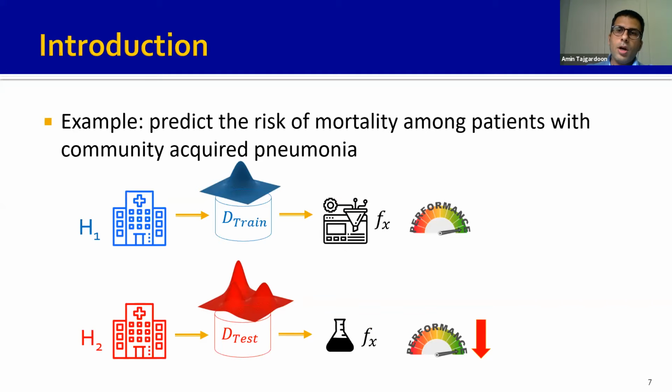For example, consider a model that is derived from a training data set from a particular hospital H1 to predict the probability of morbidity among patients with community-acquired pneumonia. If the model were to be used at a different hospital H2, its performance may decrease due to differences between data distributions. Factors such as differences in the demographics of the population and differences in clinical practice between the two hospitals are among the reasons for changes in the data distribution.